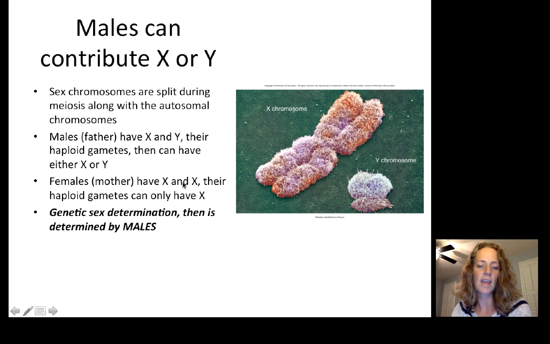Females always give an X chromosome. So if you're male, your X chromosome came from your mother. It had to. That's all she could give. And your Y chromosome, if you're a male, came from your father. For females, you have 1 X from your mother and 1 X from your father. So genetic sex determination is determined by males.